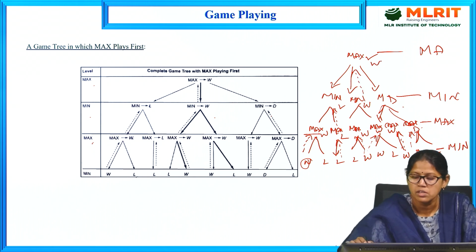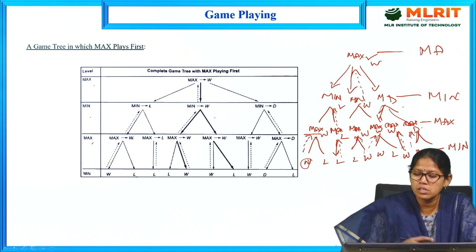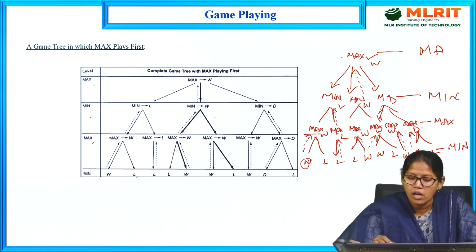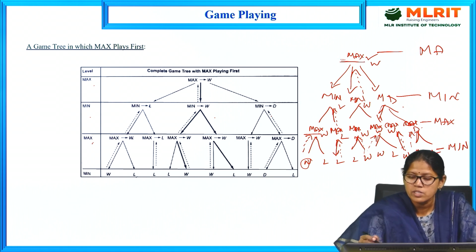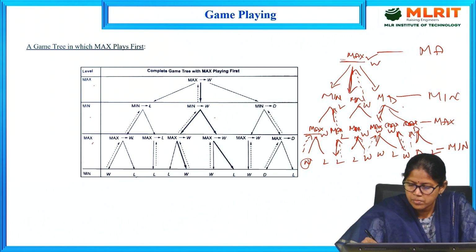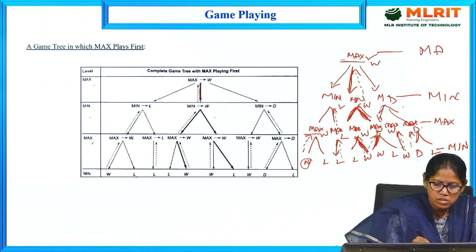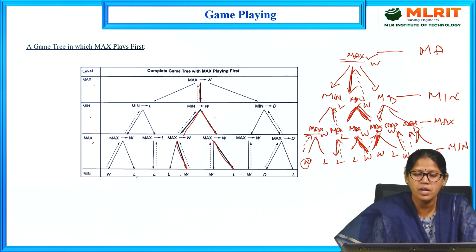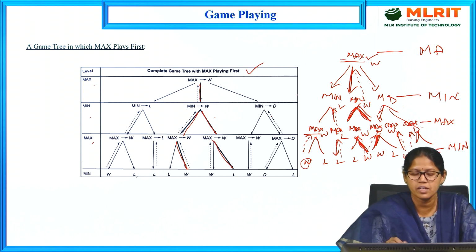Next, at max point, if any one of the successors is win, then it will choose the winning path. So the optimal path of the game tree, with max playing and max winning, is this one. Here both are winning only, anyone can take. Okay, look at this one, winning path.